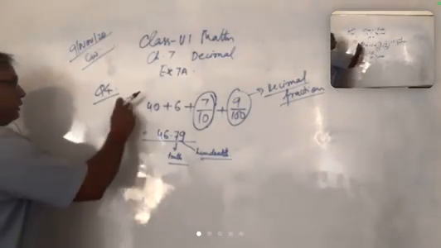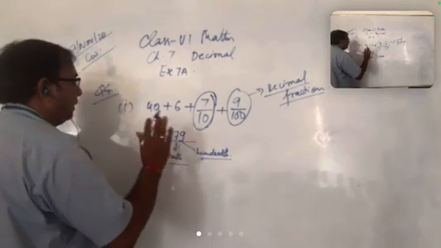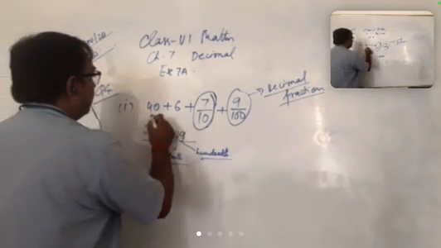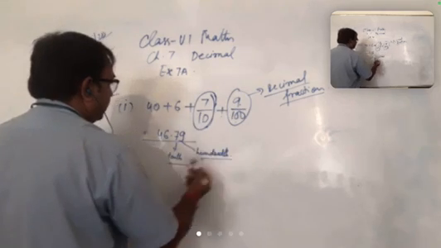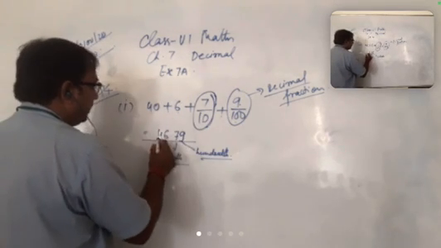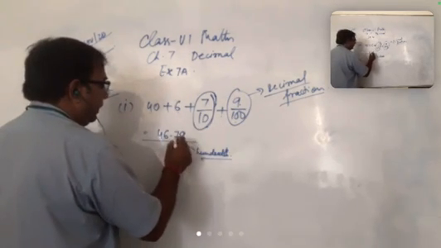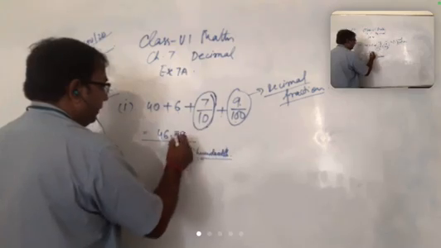Now I think the first question is clear to you. Clear? Don't open the audio. 40 plus 6 plus 7 tenth plus 9 hundredth. So we just write 40 plus 6 is 46, decimal point. Then 7 tenth means 7.